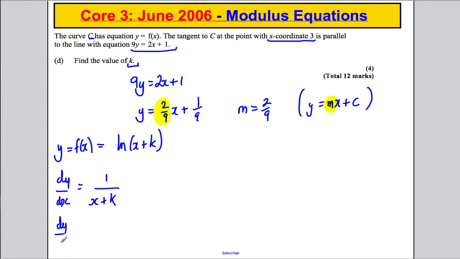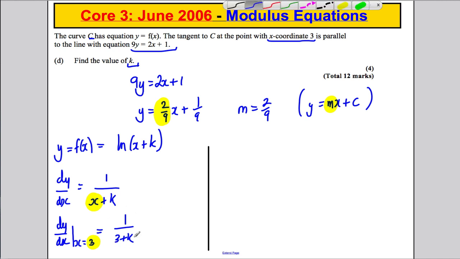So in particular, dy by dx at the point where x is 3 is therefore 1 over 3 plus k, subbing in x is 3 here. So all I've done is substitute x is 3 in here. Okay, now again you should work down the page, not across, so I'm moving over here. But you know this is the gradient of the tangent at 3, but you also know it has numerical value 2/9. So you know 1 over 3 plus k must be 2/9.